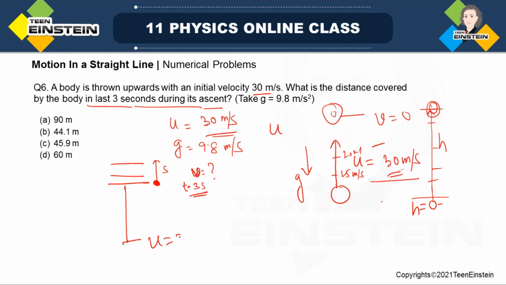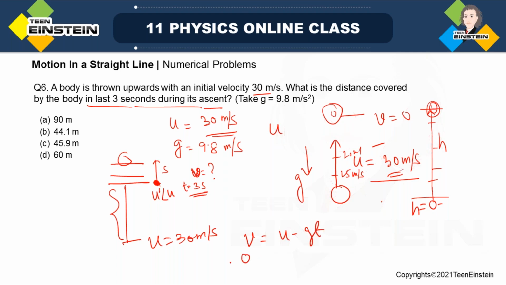We know the velocity over here is 30 meter per second, but it will not be the same when it reaches up to some height. That means this will be some velocity u prime, which is less than the initial velocity. So we have to find out this velocity first. To do that, you have to know the total time it takes to reach the final height. So we can use this formula, v is equal to u minus gt.